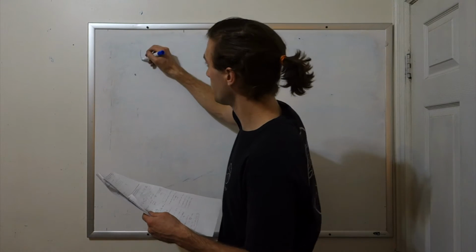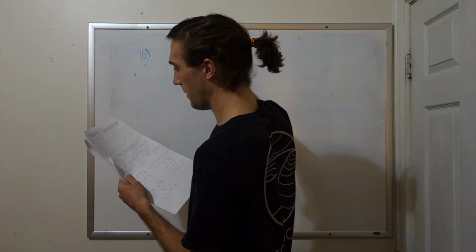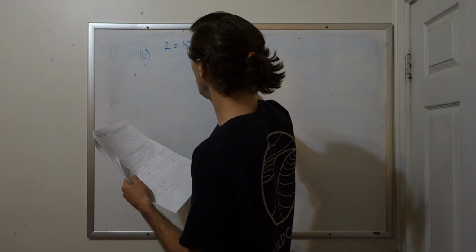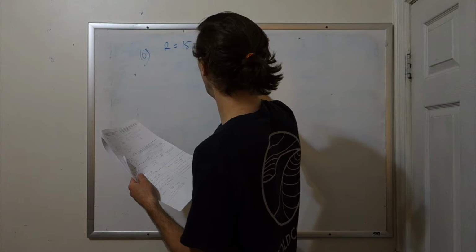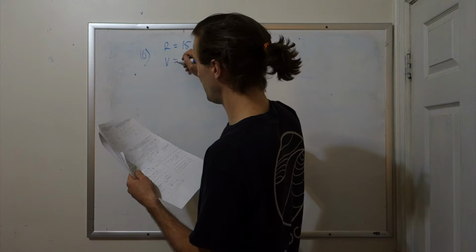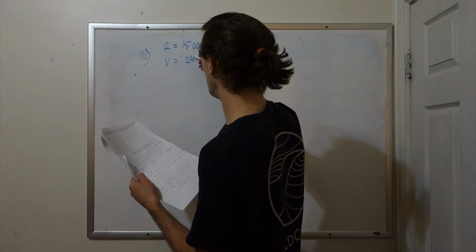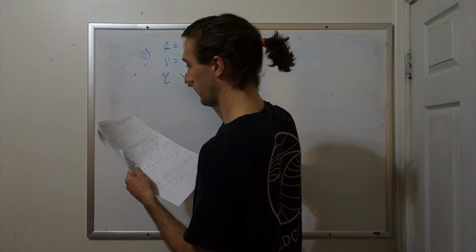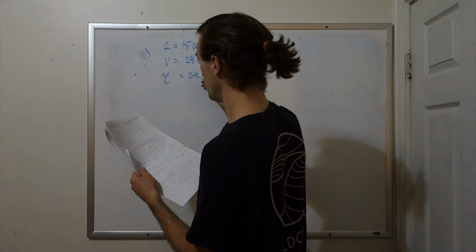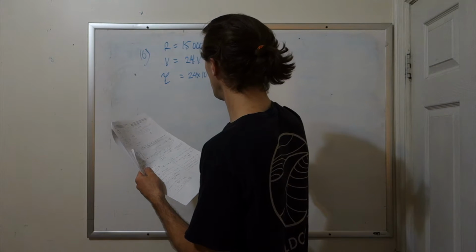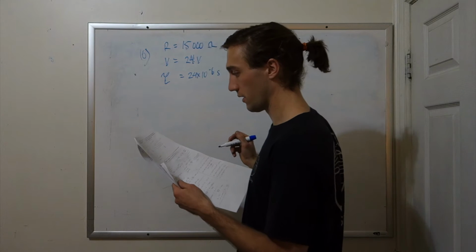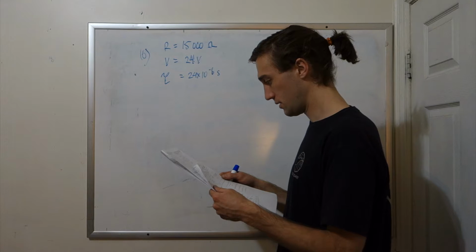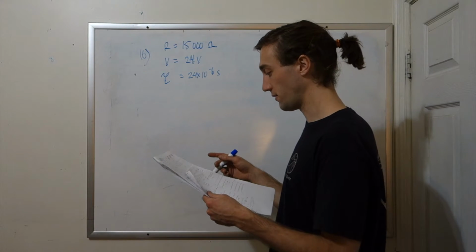Okay. So the next one that I had to do was 10. They gave you the resistance was equal to 15,000 ohms, and then they gave you the voltage of the battery was equal to 24 volts, and then they gave you the time constant was equal to 24 times 10 to the negative 6 seconds. Okay, and so they were asking for the capacitance for this.